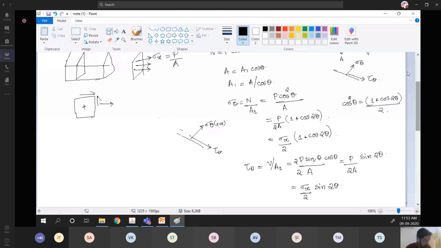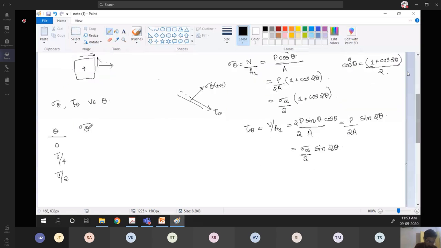So now we will try to plot sigma theta versus theta, as well as tau theta versus theta. I will just take some arbitrary values, say theta equal to 0, pi by 4, pi by 2. I need to find sigma theta and tau theta. Sigma theta is given by this expression, tau theta is given by this expression. Can someone give me the value for sigma theta when theta equals 0?